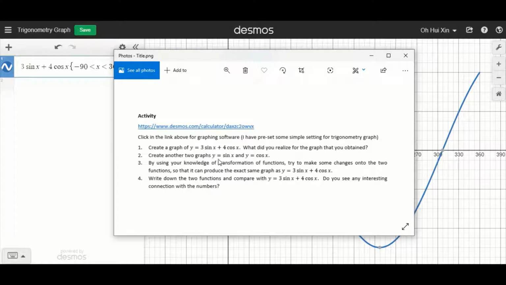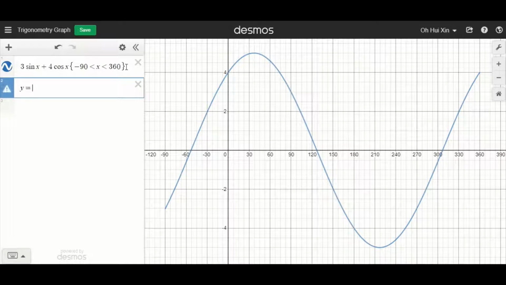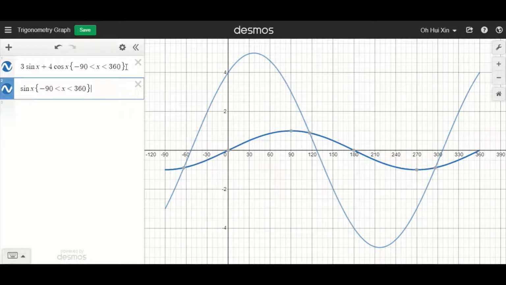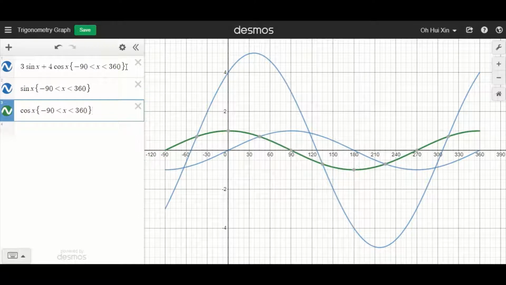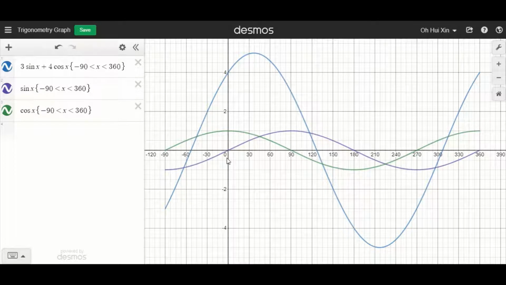Create another two graphs, y equals to sine x and y equals to cos x. So let's try to do exactly the same thing. Okay, so y equals to sine x, then after that you put in the range as well. Then after that, the other one will be cos x, and you put in the range as well. Okay, so let's try to put them into different colors so we can look at it much more clearly. Okay, all right, so these are the two graphs that you get for sine x and cos x. Okay, now let us continue.